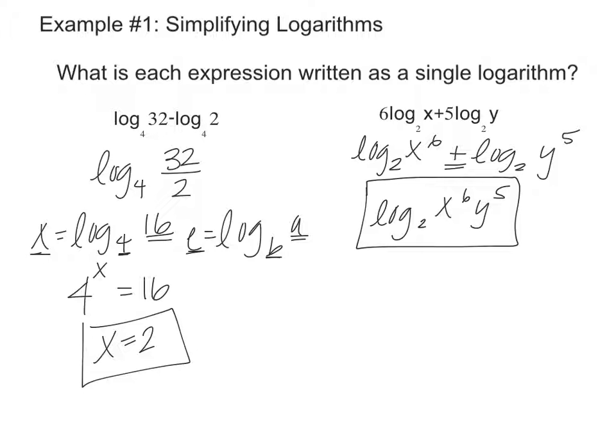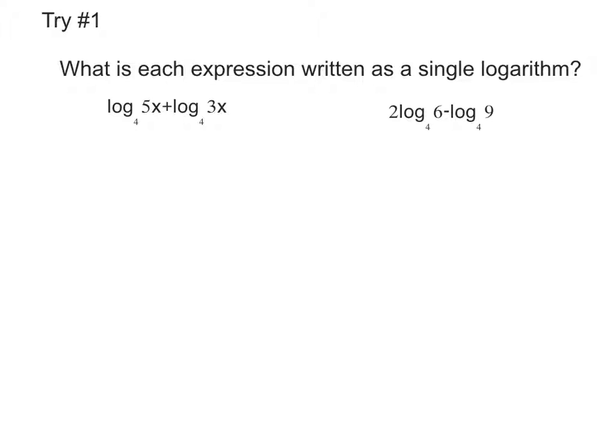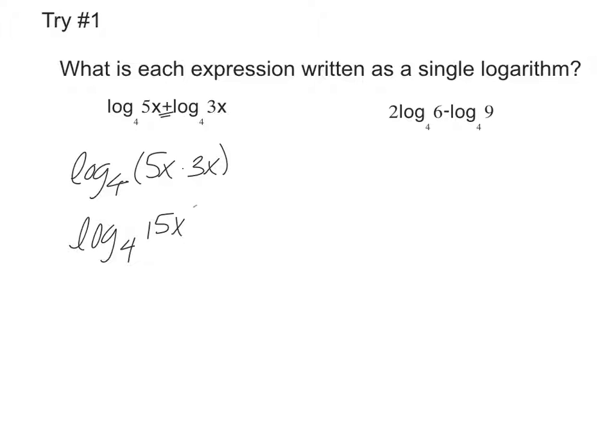So let's take a look at our try. So again, write each expression as a single logarithm. All right, so the first one, we have log base 4 of 5x plus log base 4 of 3x. Again, they have the same base. So we're going to keep log base 4. And addition tells us it's really multiplication. So this becomes 5x times 3x. But 5x times 3x, we should know, is log base 4 of 15x squared.